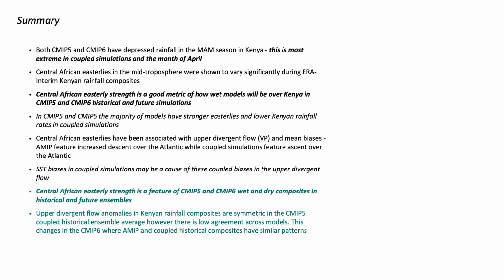atmosphere-only simulation biases. And then on top of the mean biases, Central African easterly strength is a feature of CMIP5 and CMIP6 wet and dry composites, looking at Kenyan rainfall in both the historical and future ensembles. So again, this is quite important to understand when looking at future projections. And also the upper divergent flow anomalies during Kenyan rainfall composites are symmetric in CMIP5 coupled historical models. However, there's very low agreement in this pattern.